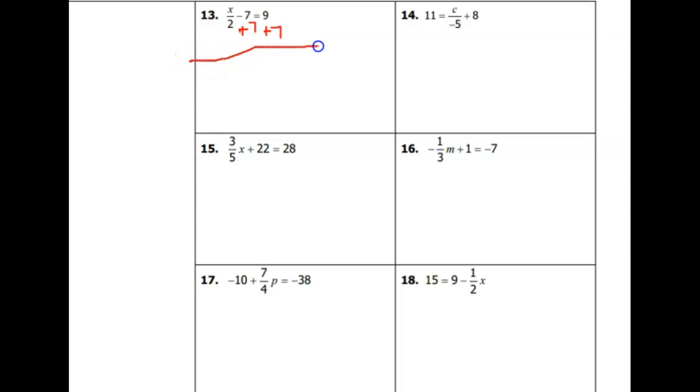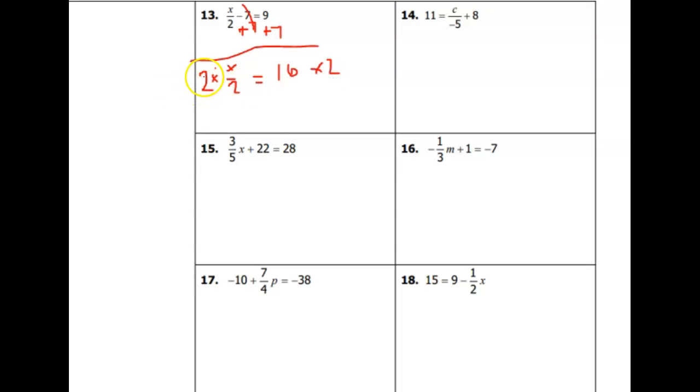When I add 7 to 9, I end up with the 7's canceling on the left. On the right side, I end up with 16. So I have x over 2, or divided by 2, equals 16. And now I just think of the inverse operation. If x is being divided by 2, that means I just need to multiply both sides by 2. Okay? So I need to multiply both sides by 2.